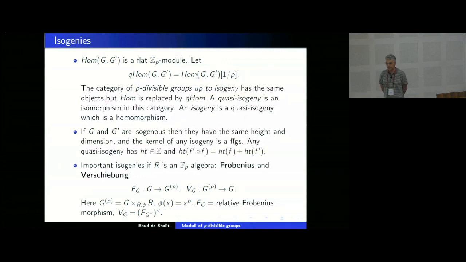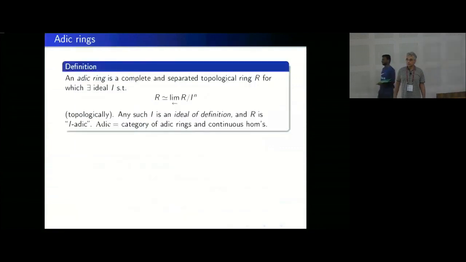The Verschiebung is defined in the following way. You take the Frobenius of the Cartier dual and you dualize this. So instead of going from G to its P transform, it goes from the P transform to G. And Frobenius composed with Verschiebung is multiplication by P. So this is a very short review of P divisible groups.